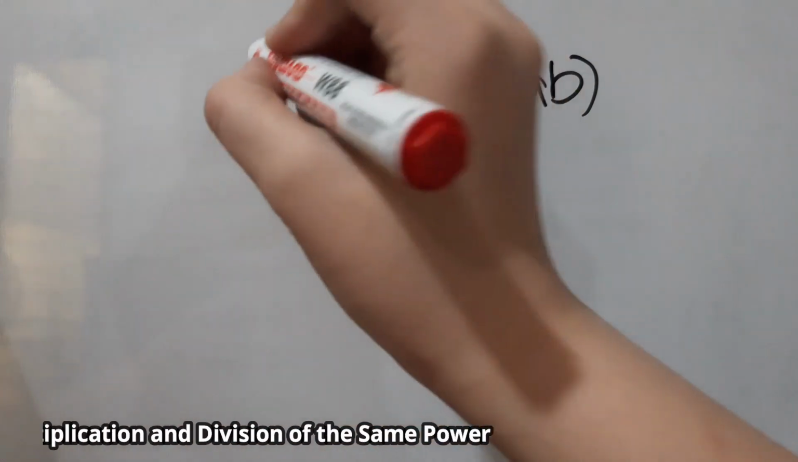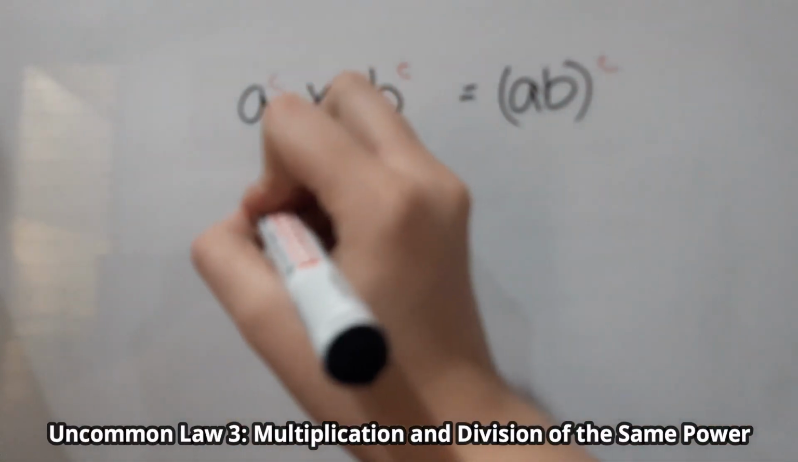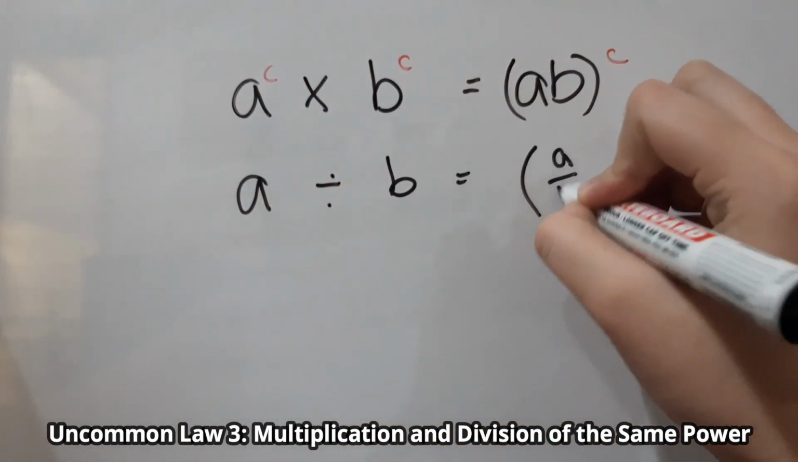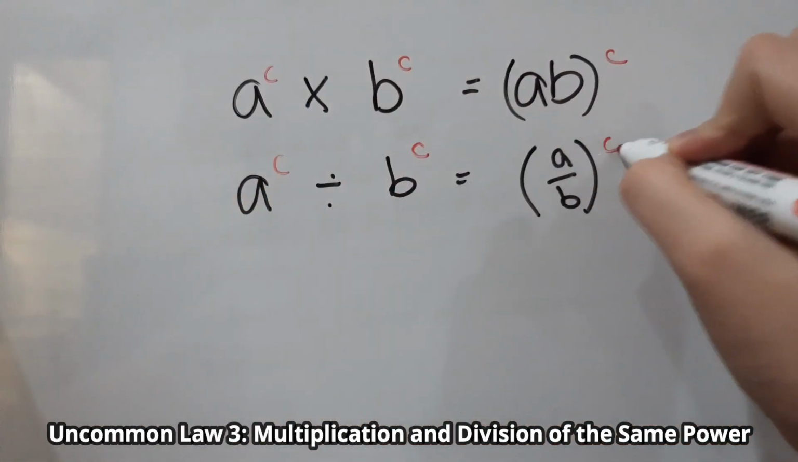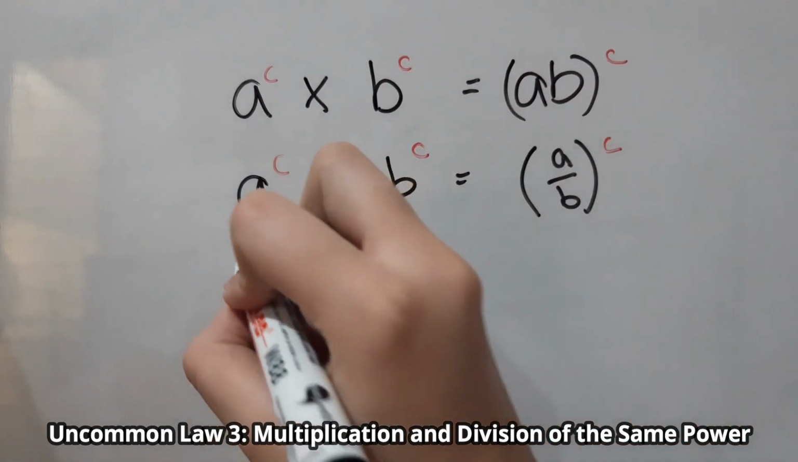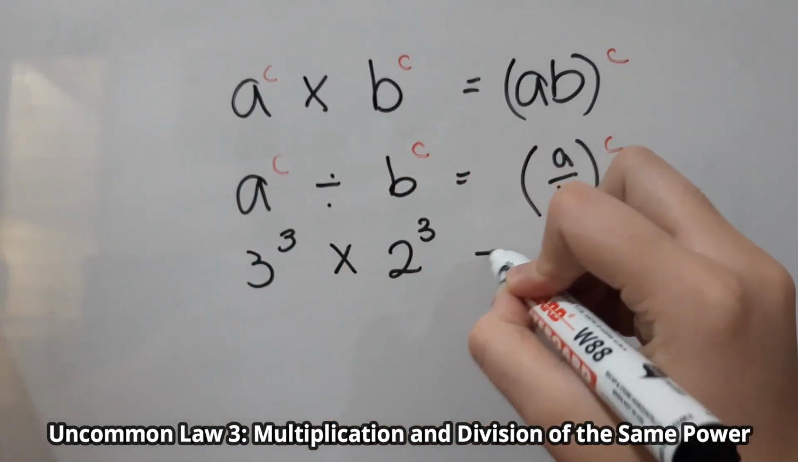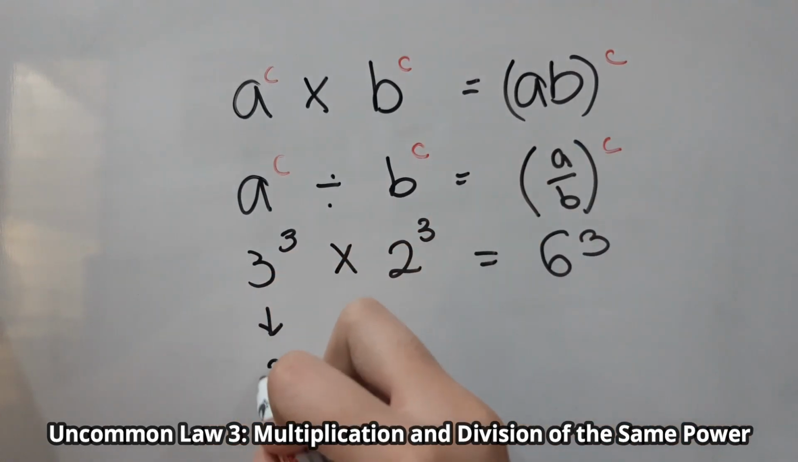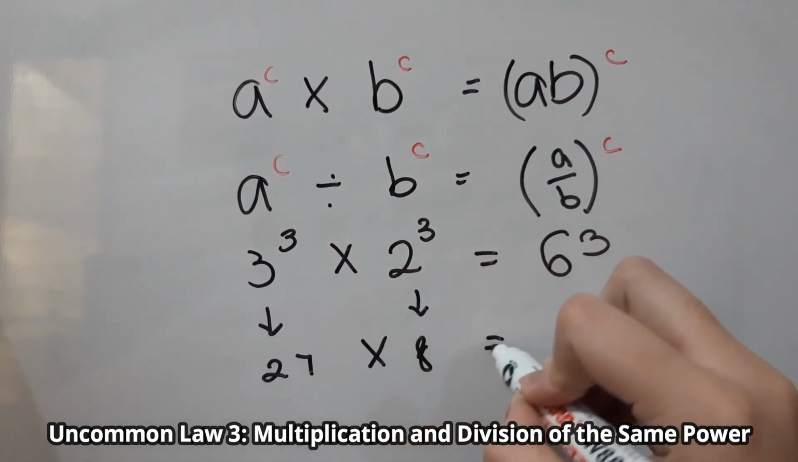Uncommon Law 3, multiplication and division of the same power. For this last law, you can basically merge two exponential terms together when you see that they have the same powers. You can directly multiply or divide the numbers inside the parenthesis, then add the power outside. For example, you have 3 to the power of 3 multiplied by 2 to the power of 3. Then it can simply result to 6 to the power of 3. You can see that it results the same with calculating it manually, but is simpler and somewhat faster.